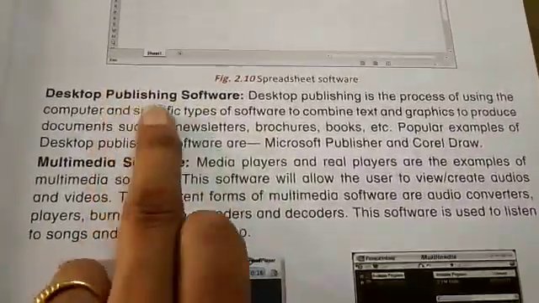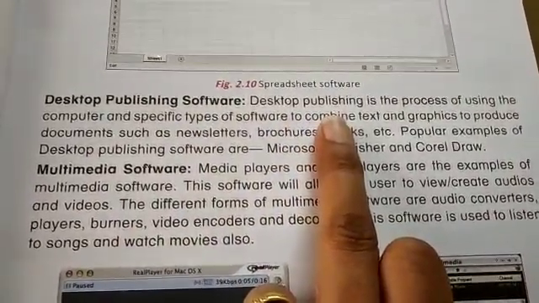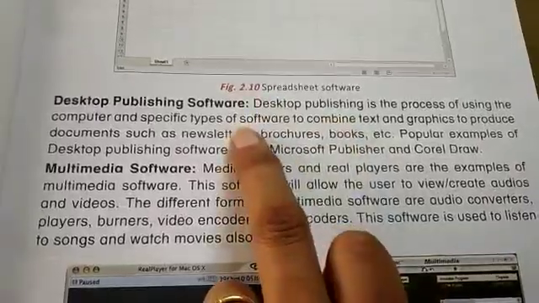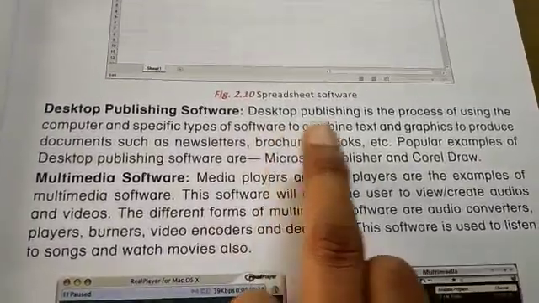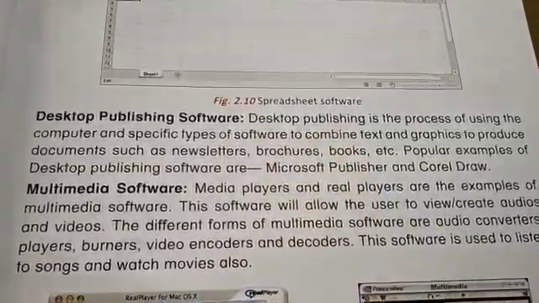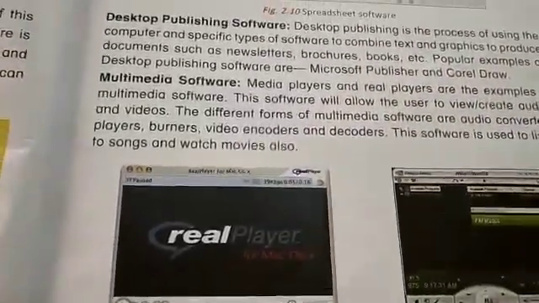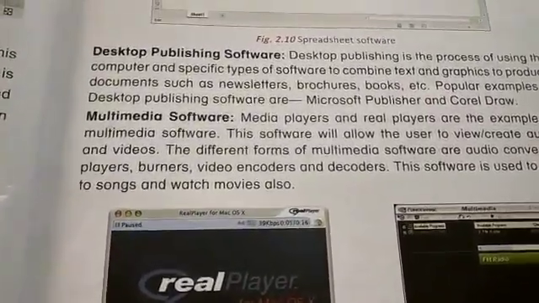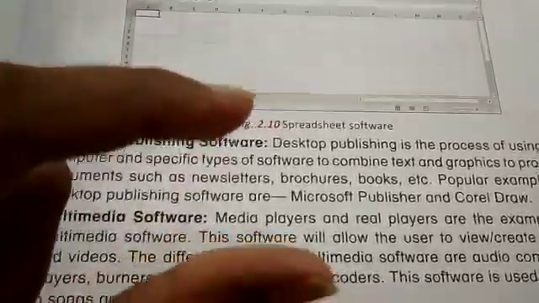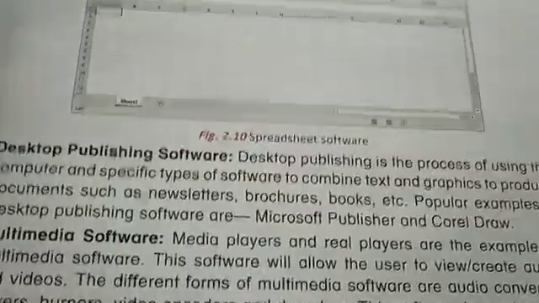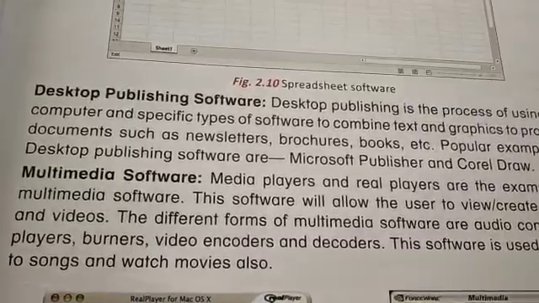Now, what is desktop publishing software? It is a process of using the computer with specific types of software. This is used only in specific software where you can combine the text, the written part, with graphics. Like the brochures you get, some extra brochures in newspapers, small pamphlets, these are called brochures.